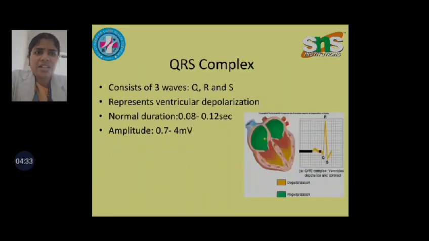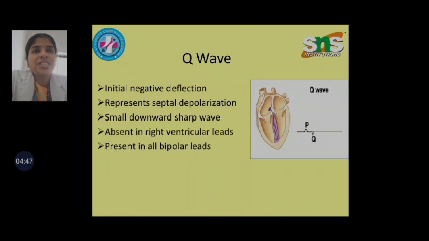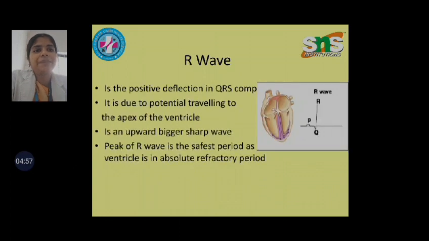The QRS complex consists of 3 waves, Q, R and S. It represents ventricular depolarization. Normal duration is about 0.08 to 0.12 second. Amplitude is about 0.7 to 4 millivolt. The Q wave is the initial negative deflection and represents septal depolarization, a small downward wave, absent in the right ventricular leads and present in all bipolar leads.